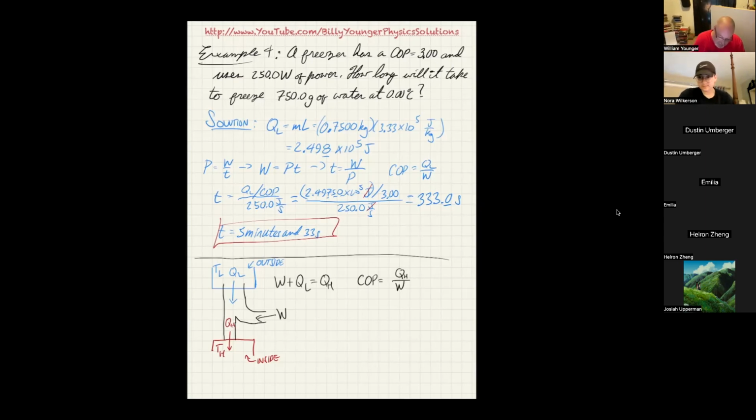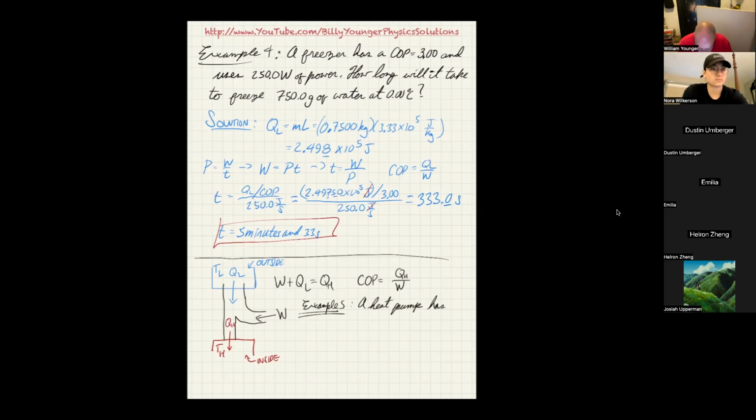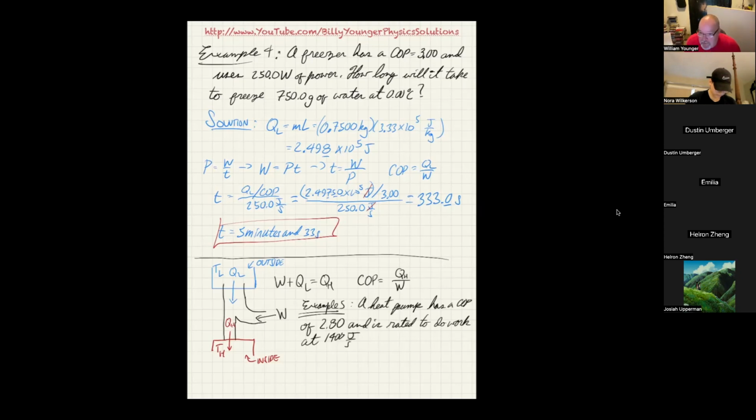So we could say, let's do an example. This will be example five. Example five says a heat pump has a COP of 2.80 and is rated to do work at 1400 joules per second, which you could also call watts, of course. What I want to know is how much heat can be added to your room per second.